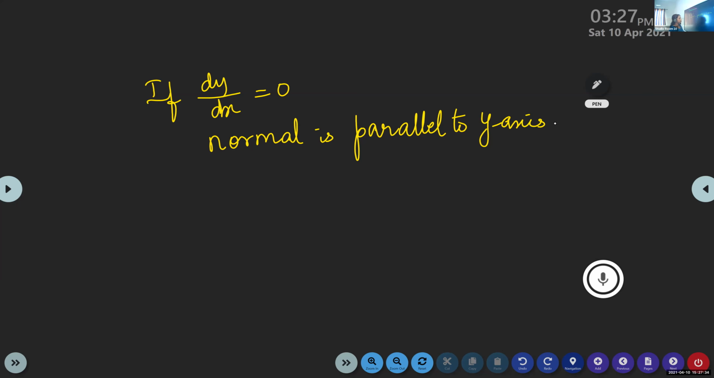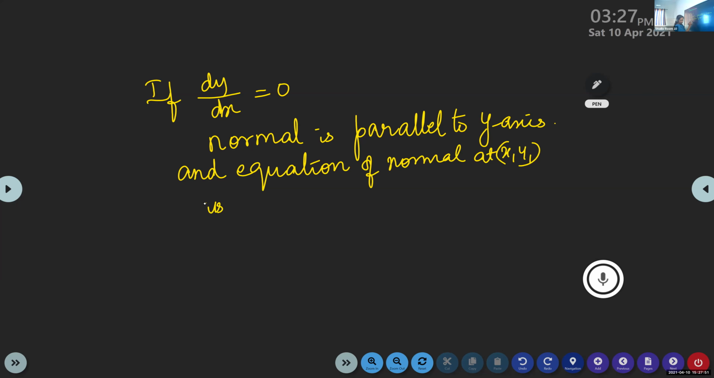Normal is parallel to the y-axis, and the equation of the normal at x1, y1 is x is equal to x1. This is the first point.